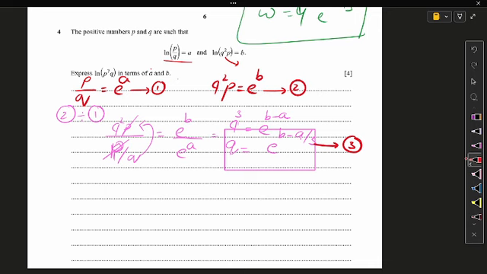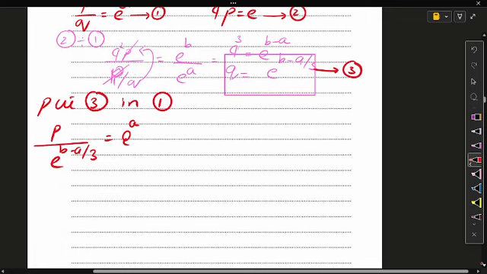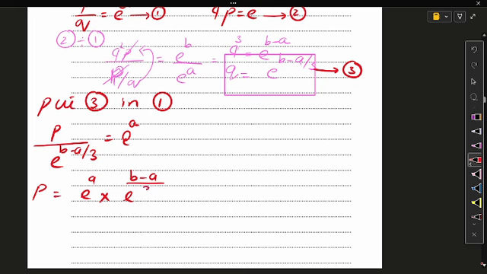Now apply that value of q in this equation number 1. So you will put equation number 3 in equation number 1. Once you put equation number 3 in 1, you will get p over the value of q, which is e raised to the power (b minus a) divided by 3, which is equal to e raised to the power of a. So once you put that value, you will get the value of p. That would be p is equal to e raised to the power a times e raised to the power (b minus a) divided by 3.